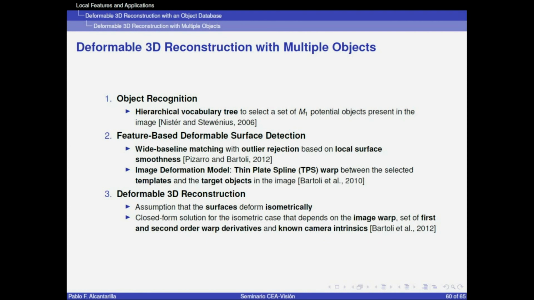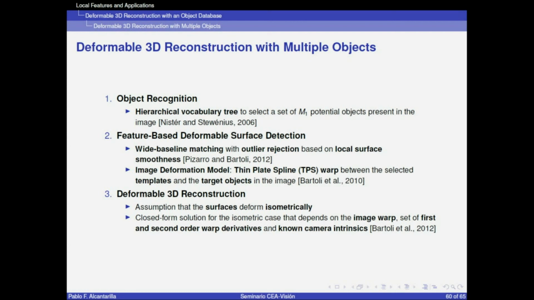Once we have the database of objects, the deformable 3D reconstruction pipeline works as follows. First, we run an object recognition approach, just using a hierarchical vocabulary tree to find a set of potential object candidates present in the image. Then for each of the potential object candidates, we perform feature-based deformable surface detection using a weighted baseline matching approach with a outlier rejection based on local surface smoothness.